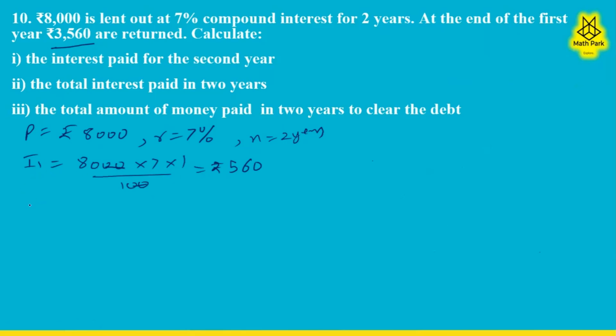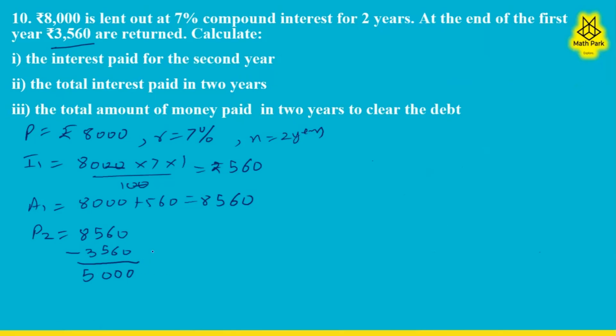So the amount at the end of the first year is going to be 8,000 plus 560, which is 8560. Out of this, he returns rupees 3560 at the end of the first year. So the principal for the second year is going to be 8560 minus 3560, which is returned. So we get it as rupees 5000.